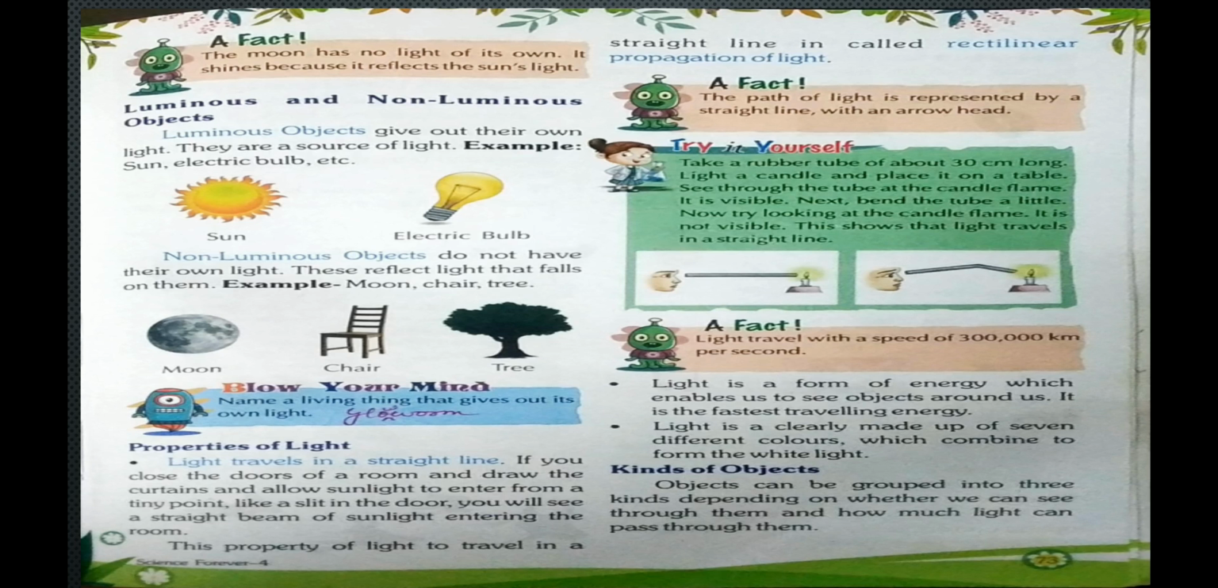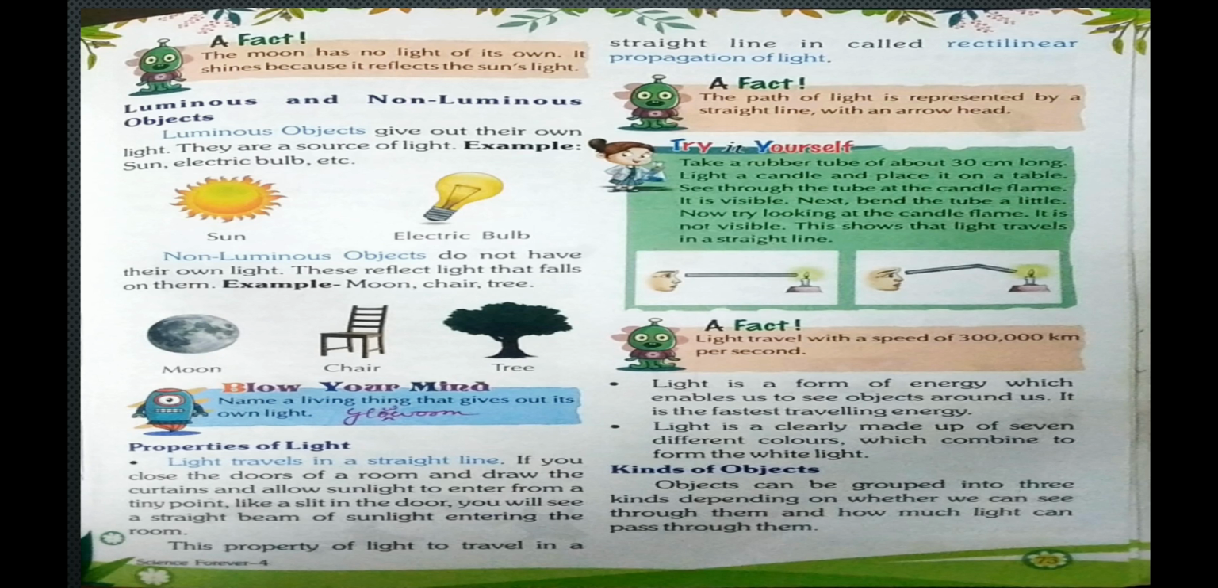Next point is properties of light. Light has many qualities, many properties. We will discuss one by one. First is light travels in a straight line. If you close the door of a room and draw the curtains and allow sunlight to enter from a teeny point like a slit in the door, you will see a straight beam of sunlight entering the room.